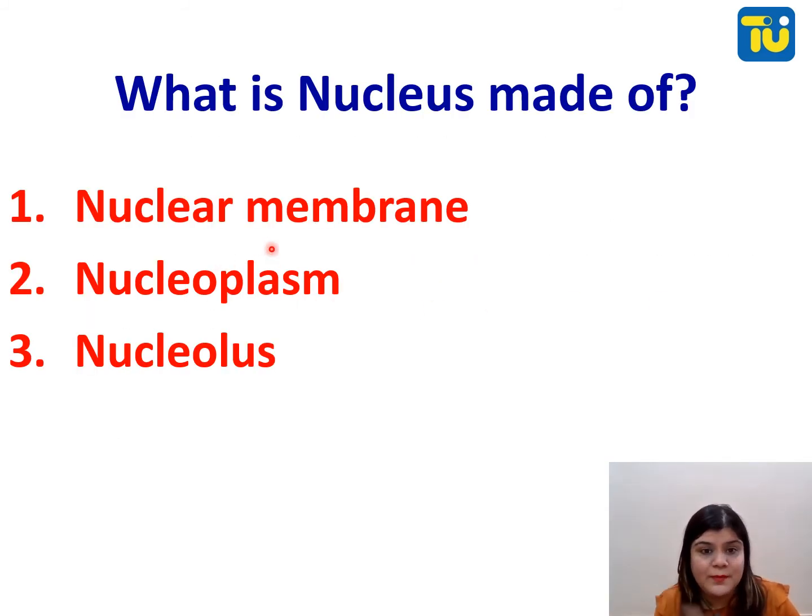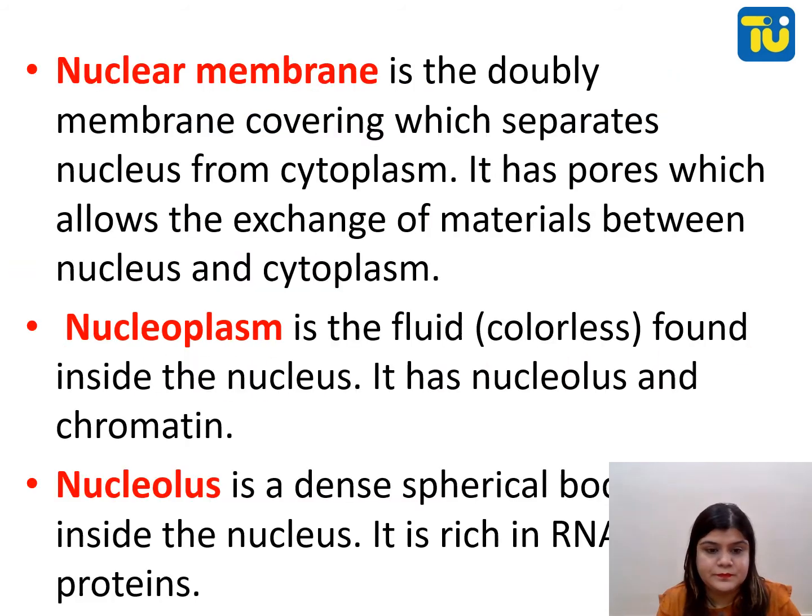What is nucleus made up of? Nuclear membrane, nucleoplasm, nucleolus. Nuclear membrane is doubly covered membrane which separates the nucleus from the cytoplasm. It has pores which allow the exchange of material between nucleus and cytoplasm. Nucleoplasm is a fluid colorless found inside the nucleus. It has nucleolus also, and chromatin also. Nucleolus is a dense spherical body found inside the nucleus, and it is rich in RNA and protein.